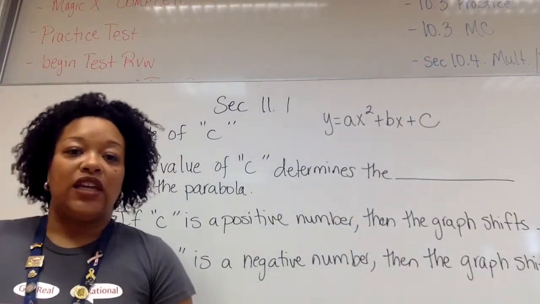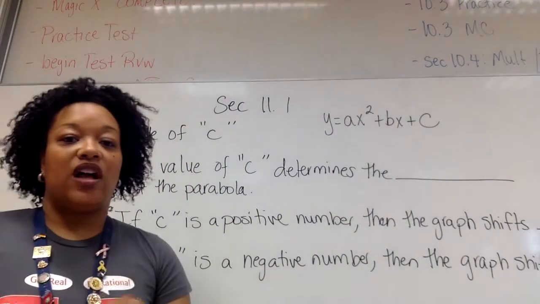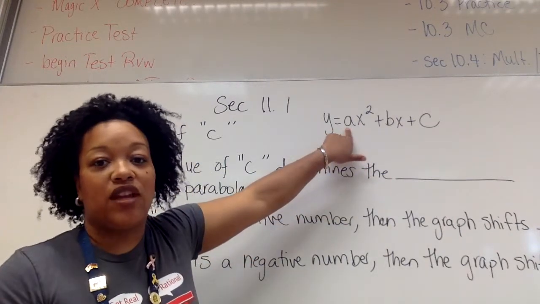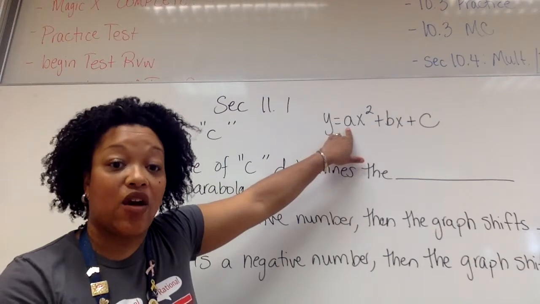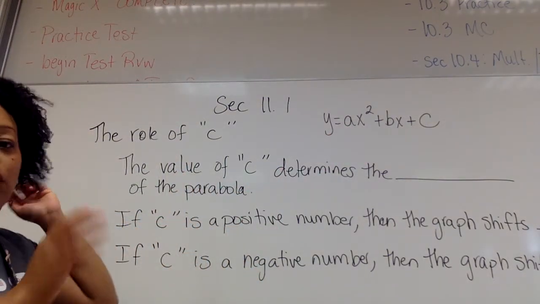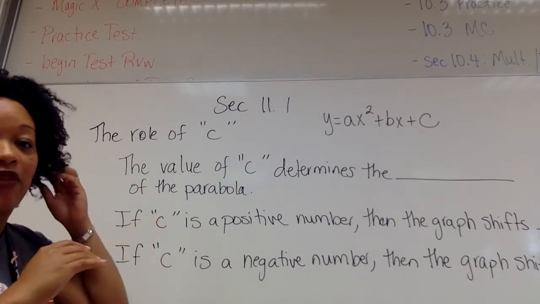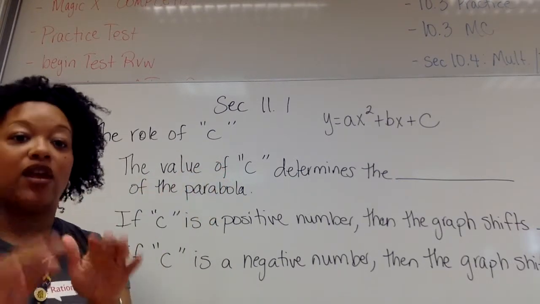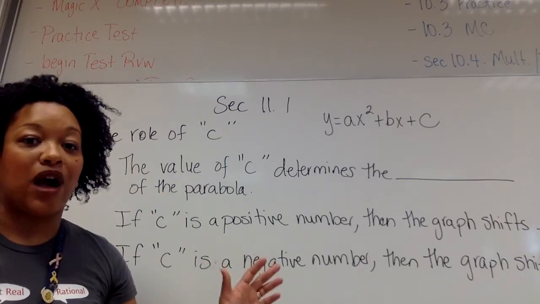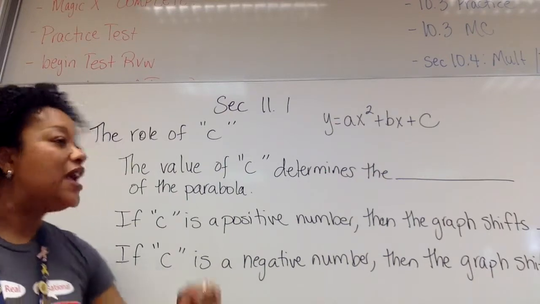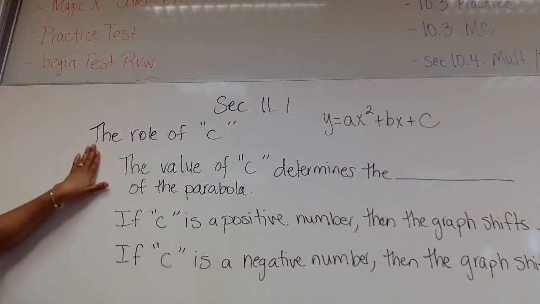All right, so in the last videos, we talked about the role of A and what this number right here in your function, if it's by itself, will do for your graph. If you're just looking at A, it does a couple of things. The first thing, it tells you whether it's going to open your parabola, opens up or down, and how wide it is. Now we're going to add to our function, and let's talk about the role of C.